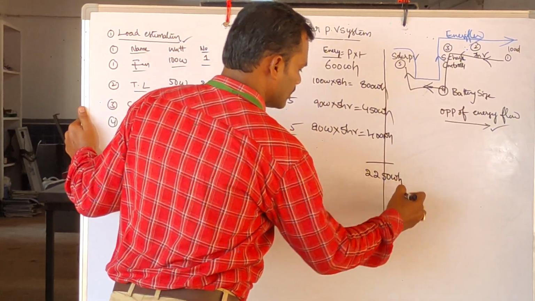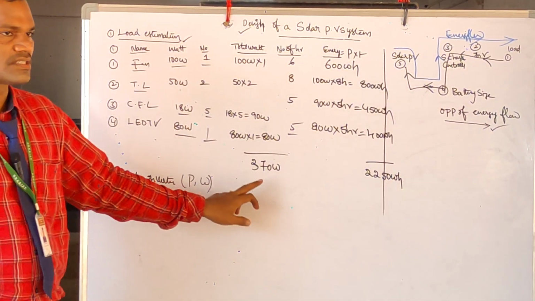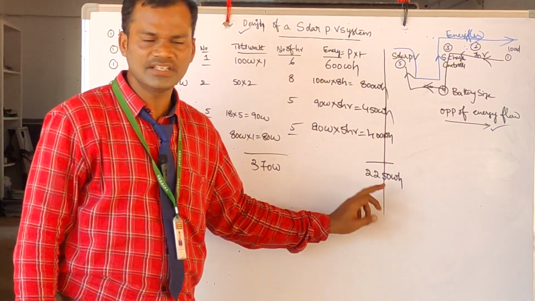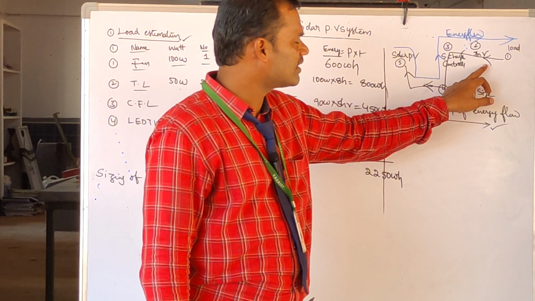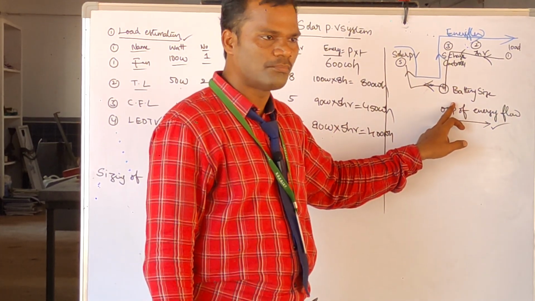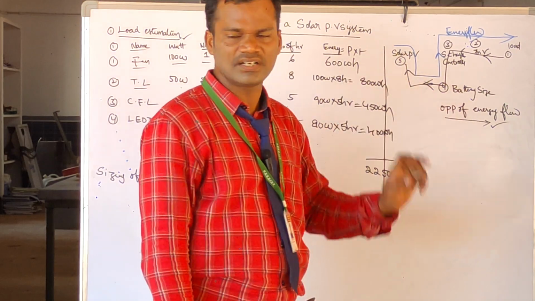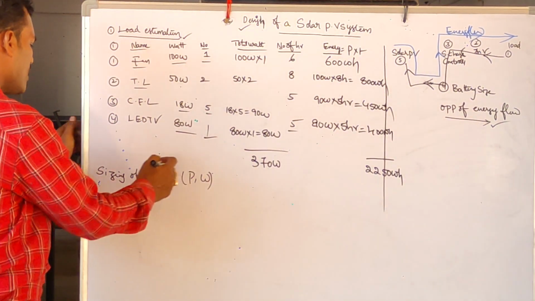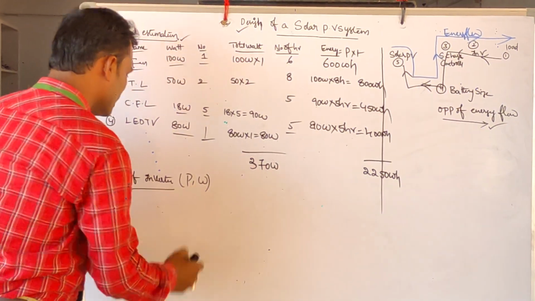The total is 2250 watt hour. Now for this given power rating and energy rating, we need to design our inverter, our charge controller, our battery size, and our solar PV system. So now, coming to the inverter design.